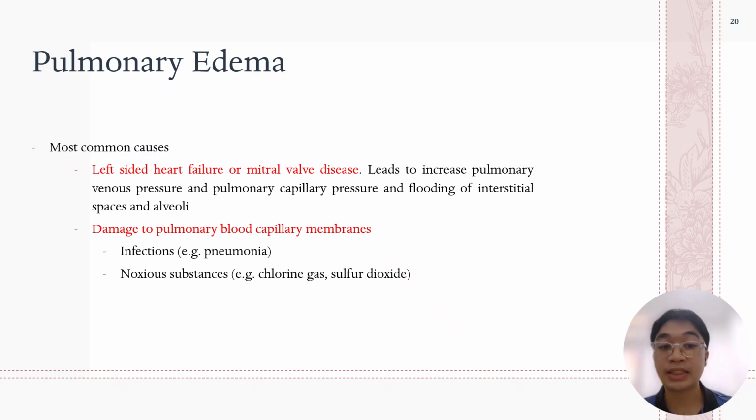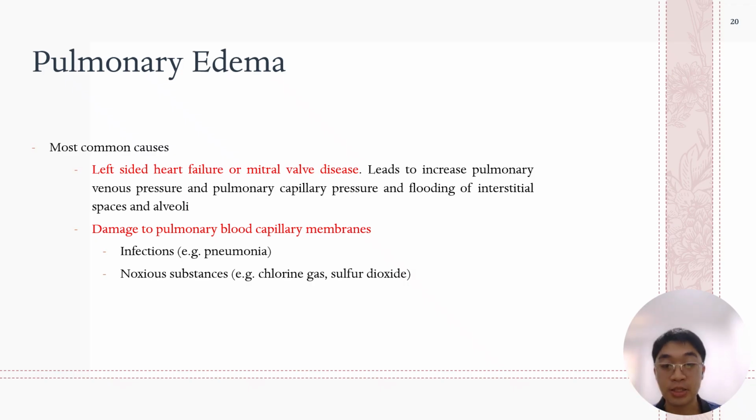Right? So this is evident in left-sided heart failures, or especially those with the mitral valve disease. I will not go further into mitral valve disease. Okay. So this leads to an increase in the pulmonary venous and the pulmonary capillary pressure and flooding of interstitial spaces and our alveoli. Another cause of pulmonary edema would be damage to the pulmonary blood capillary membranes, because our capillary membranes are porous membranes.